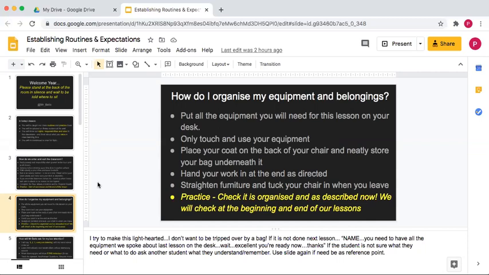Get straight in the furniture, tuck your chair in when you leave. It should look as you would want to find it, and that's a really key thing that I talk about. Again, you can check that at the various points in the lesson when you need to.